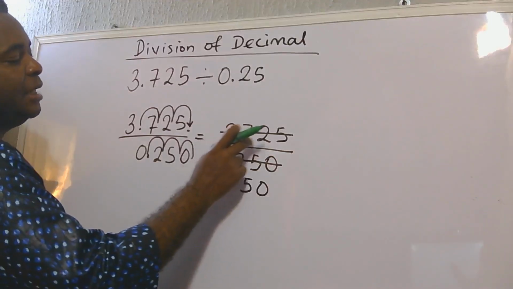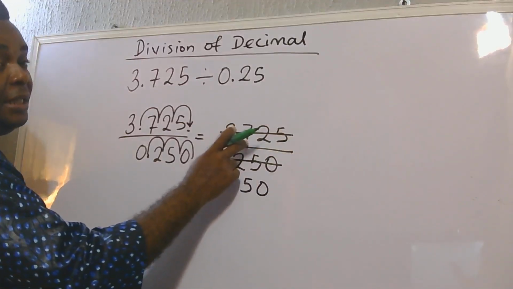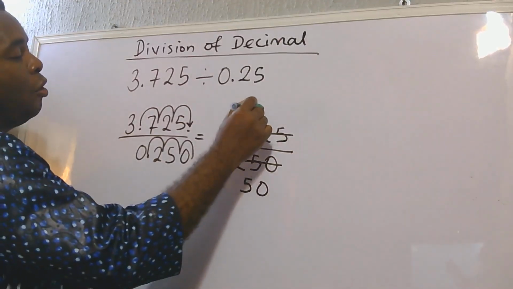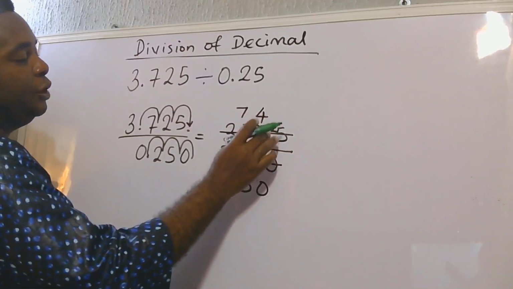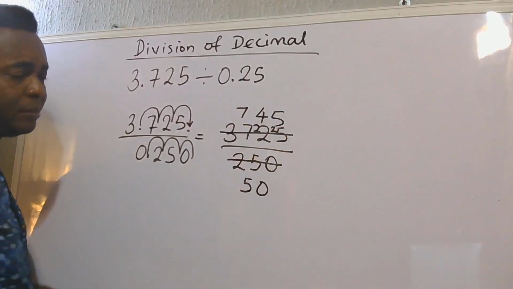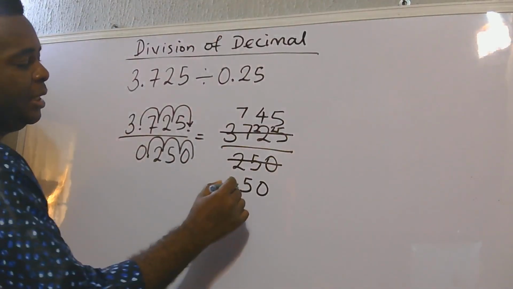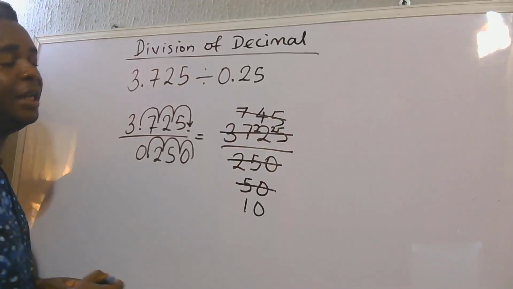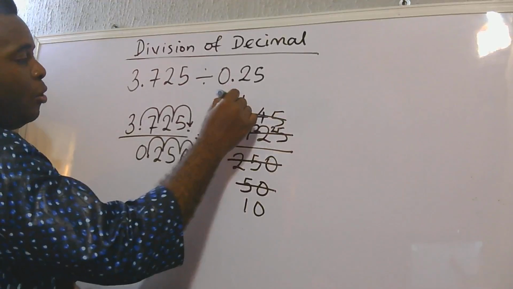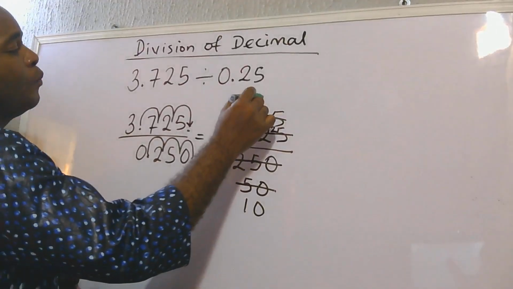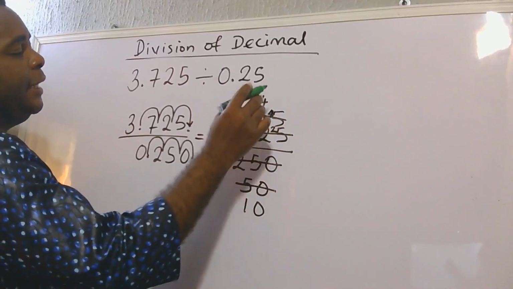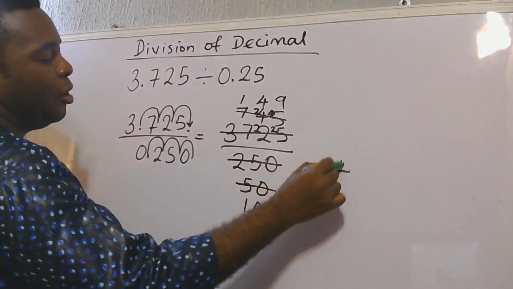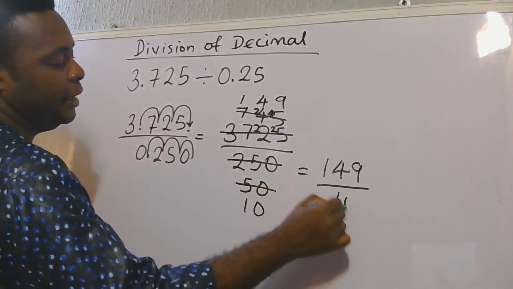5 in 3,725, that is to say 5 in 37, that gives us 7, remainder 2. 5 in 22, 4, remainder 2. 5 in 25, 5. 5 can still divide. 5 in 50, that gives us 10. And 5 in 745, we say 5 in 7, 1, remainder 2. 5 in 24, 4, remainder 4. 5 in 45, 9. So we are having 1, 4, 9 over 10.